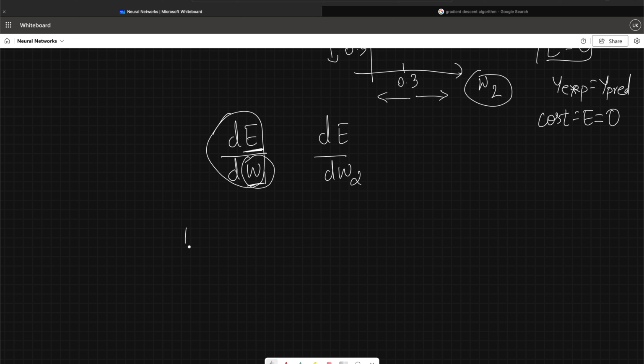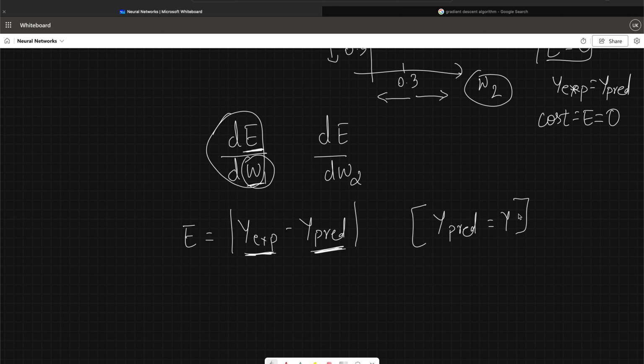But we know what the value of E is. E is basically the absolute difference of Y expected minus Y predicted. But we know Y expected is a constant value, correct? So Y predicted is actually what is variable in every situation, because Y predicted is nothing but what comes out of the actual architecture. What I'm trying to say is Y predicted is our actual Y that we calculate by doing the feed forward. So in other words, E is Y predicted, which is equal to Y for this example.